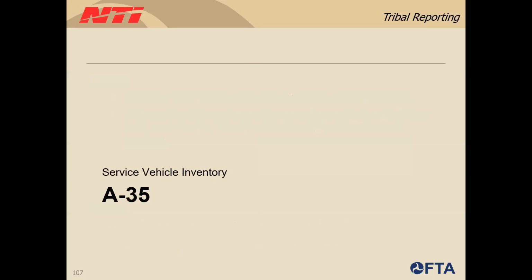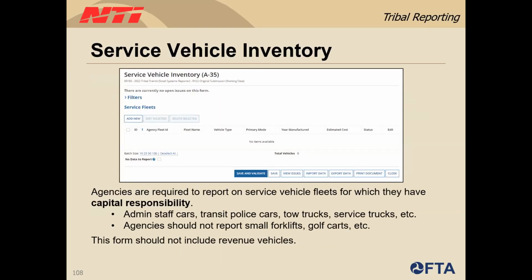Okay, the next form is the Service Vehicle Inventory A35 form, which reflects an inventory of service vehicles that support your agency's transit service. Agencies are required to report service vehicle fleets for which they have capital responsibility. Service vehicles include cars used for administrative staff, transit police cars, tow trucks, service trucks, and other support vehicles.